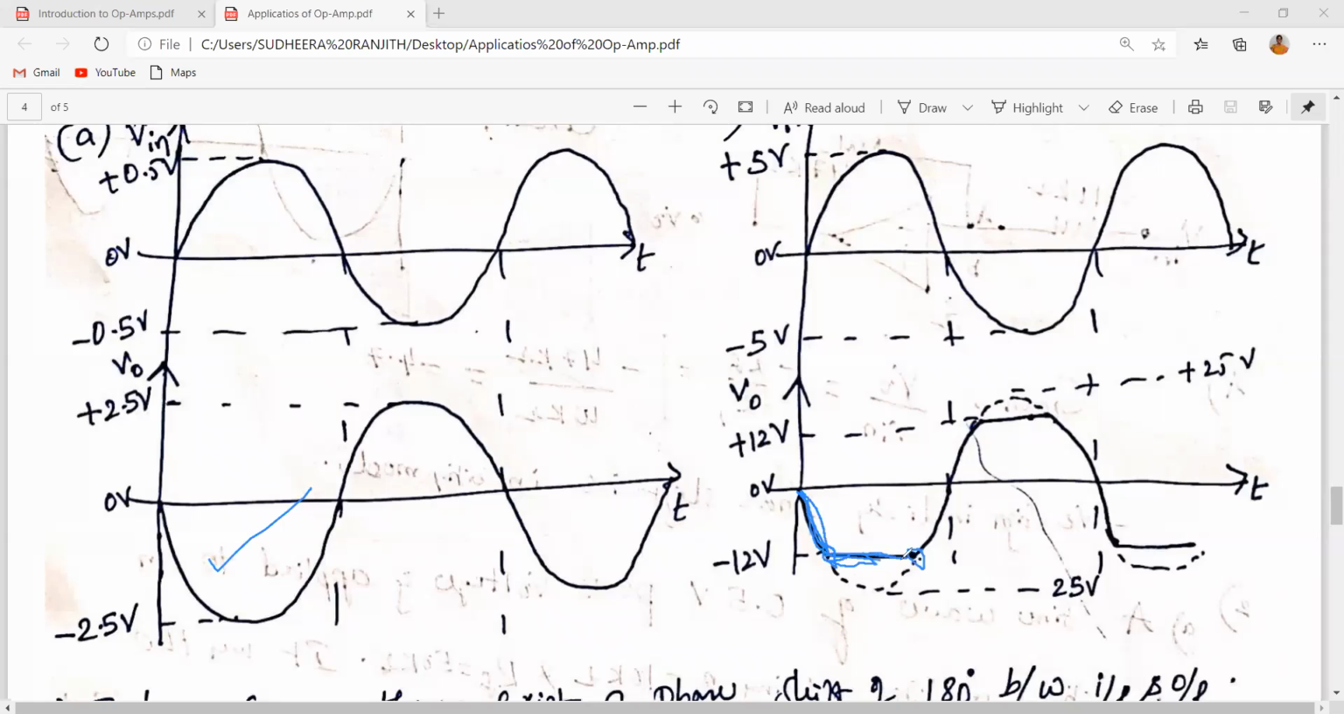So we are getting a straight, flat pattern like this. Then after that it again starts rising and reaches plus 12 volts, and at this point the output again gets saturated and we get a flat line again. That means the top portion of your positive cycle gets clipped off, and this continues again at the negative part at minus 12 volts, where it gets clipped off, right?